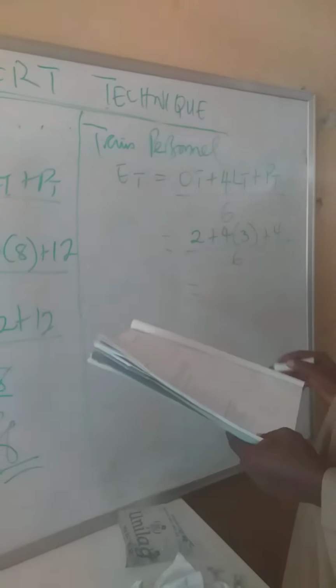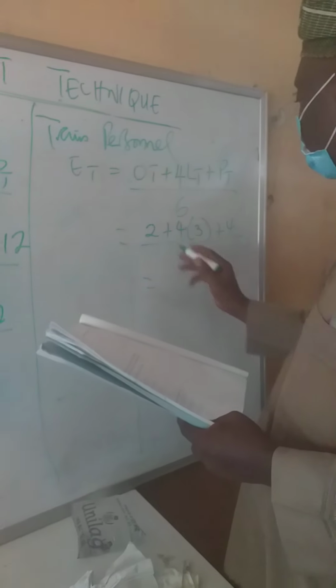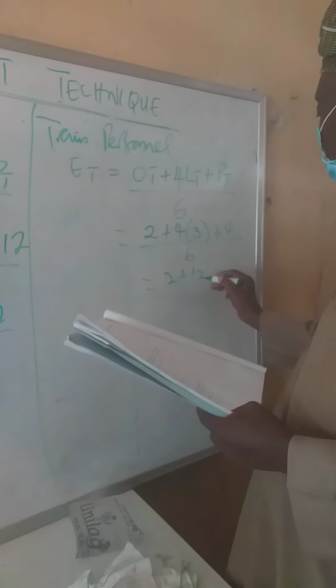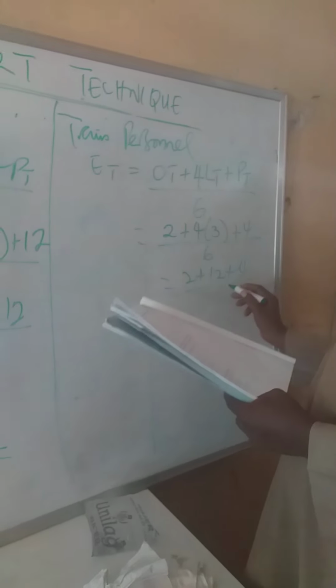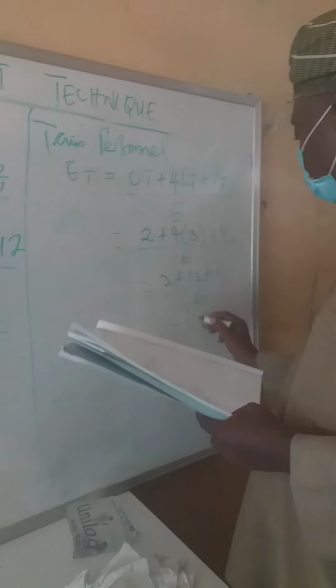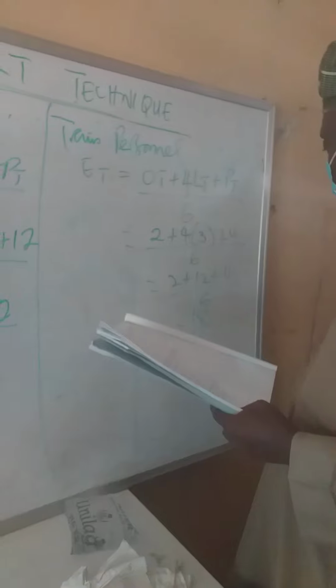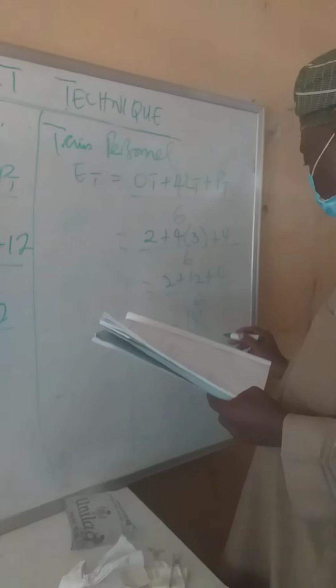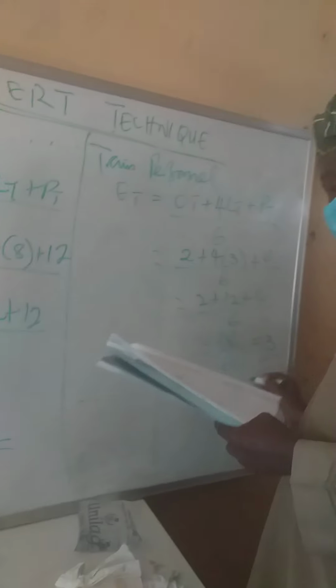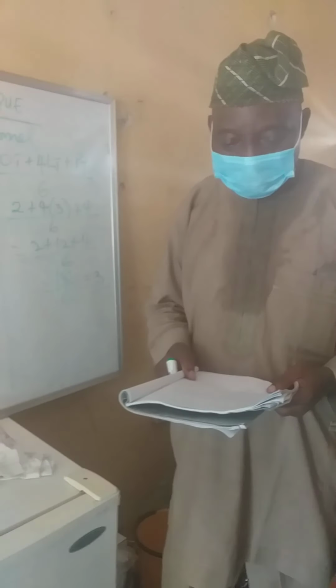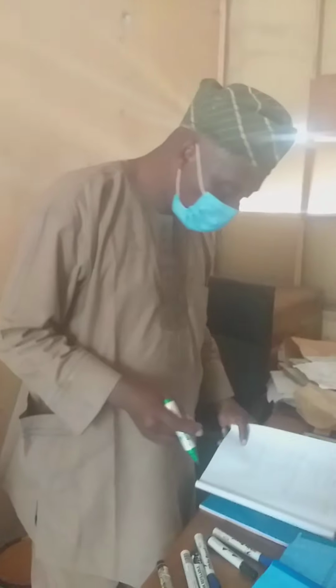And this one will give 2 plus 12 plus 4 all over 6. And this one will give you 18 all over 6, I think I'm right? That's 3. Okay, and this one will give 3. So that will be 3 months to train personnel.